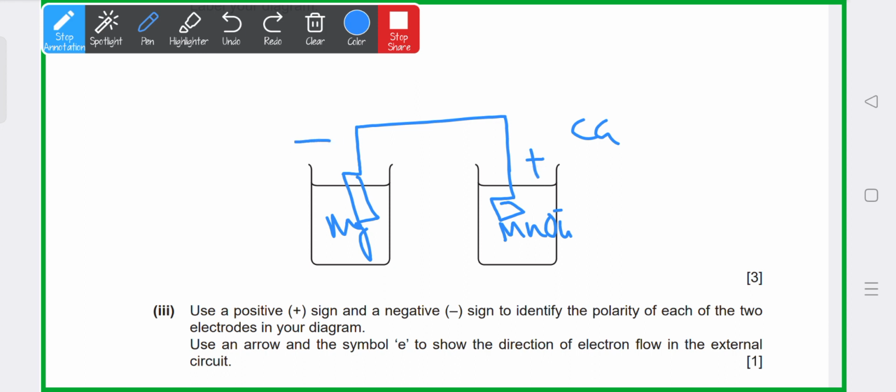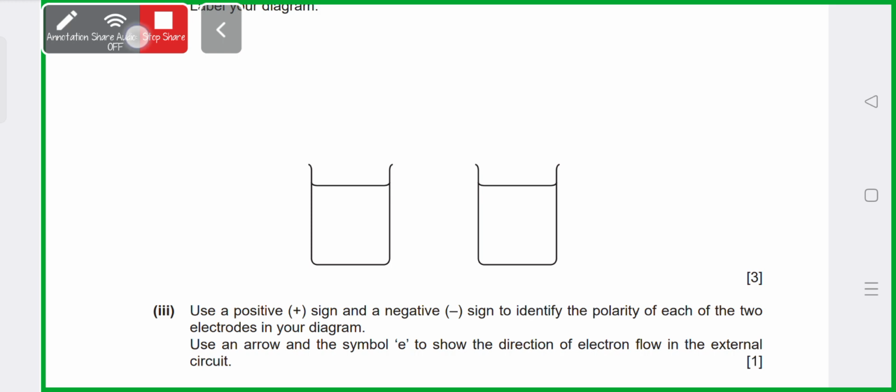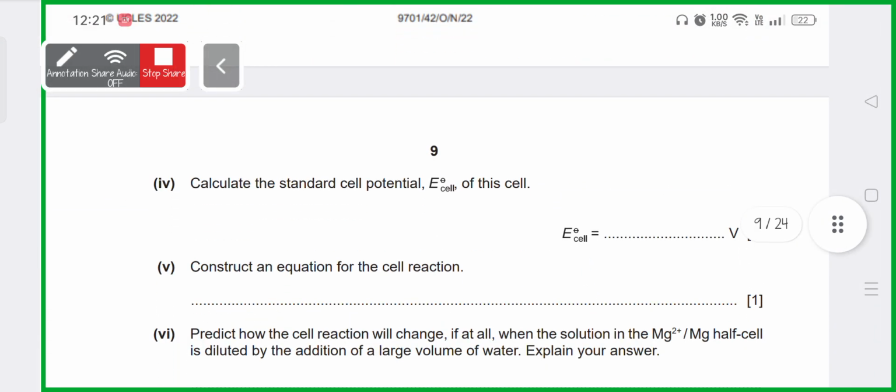Okay, and electrons always flow from negative to positive, from anode to cathode. So according to my diagram, the electron movement will be from left to right side. You can draw it like this. Is that clear? Now the next question that we have here is the cell potential.